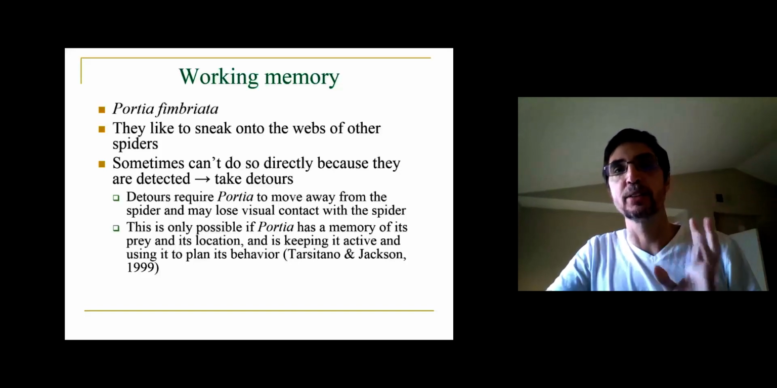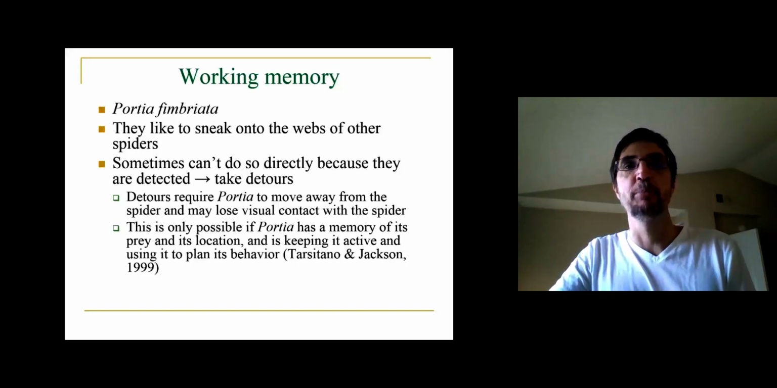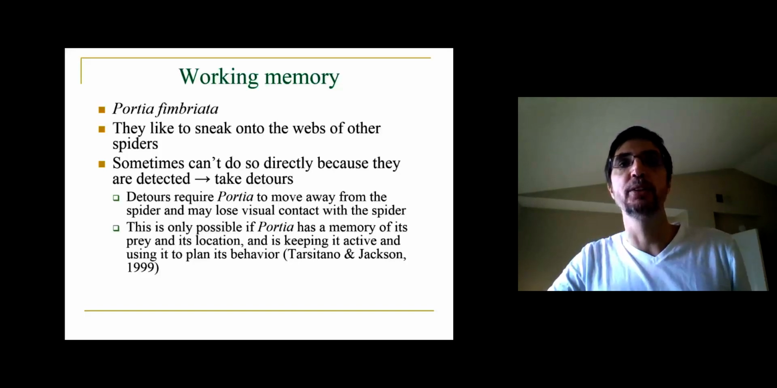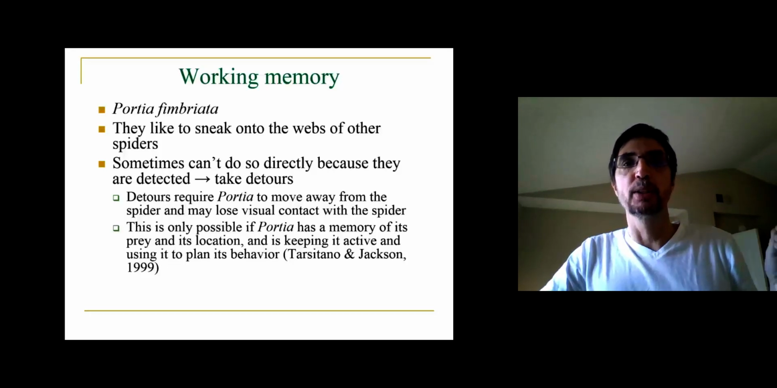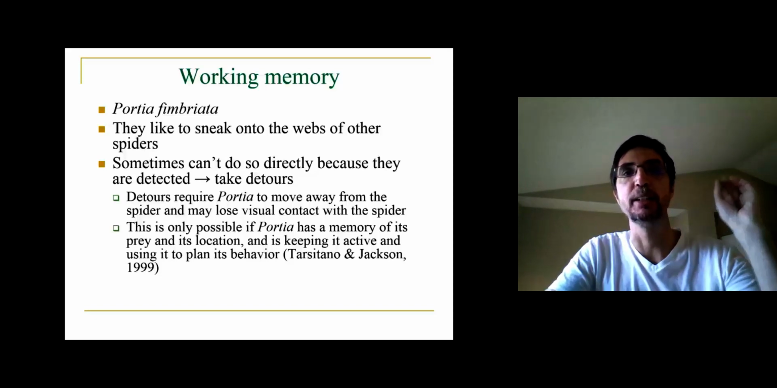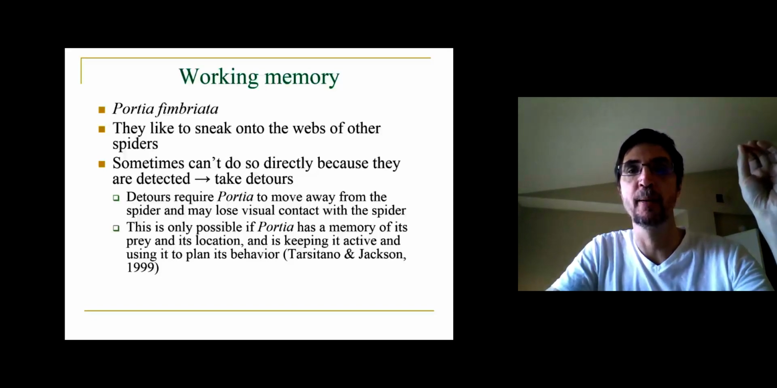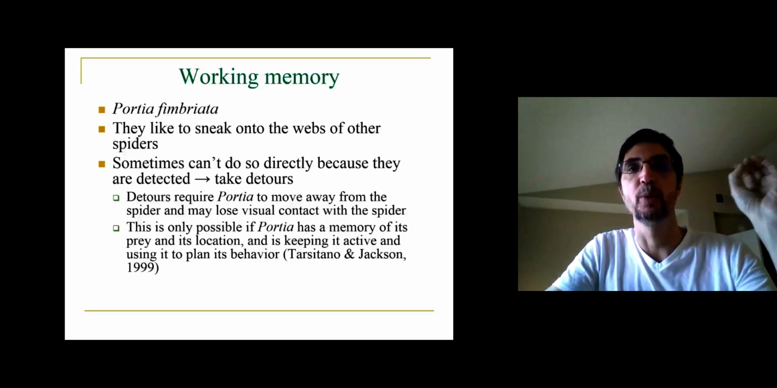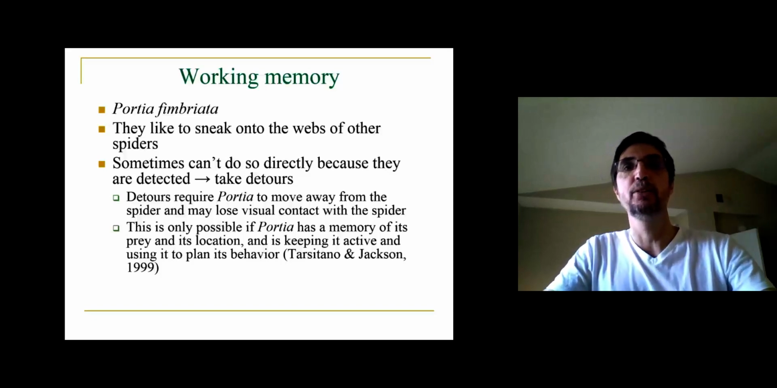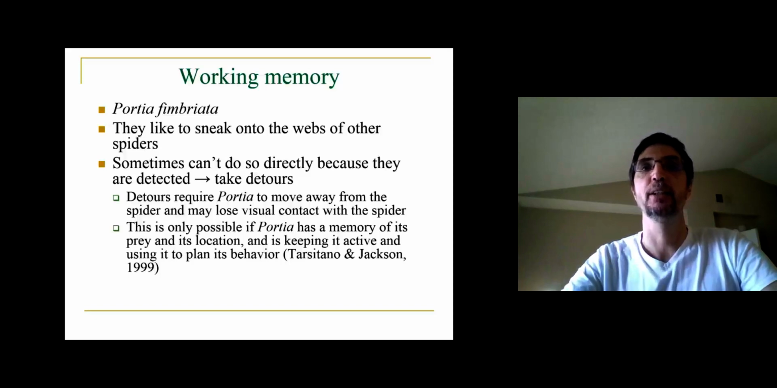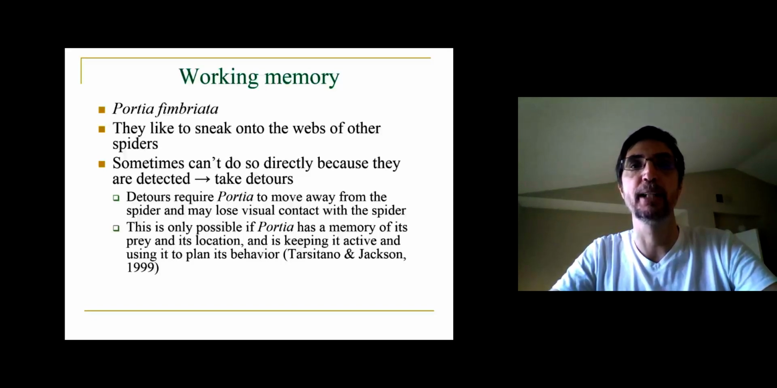Right, so they like to sneak into the webs of other spiders, but sometimes they can't do this directly because they can be detected. So often what they'll do is they'll take detours. They'll go around and then try to sneak back around and then jump on the spider. But what's been observed is that sometimes the detours that Portia spiders have to take cause them to lose visual contact with their prey. So as they're going around, they may lose visual contact, they may lose sensory contact with the resident spider.